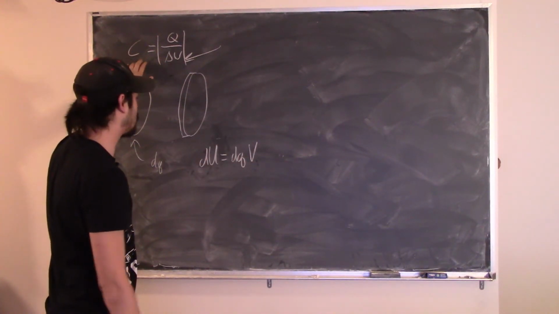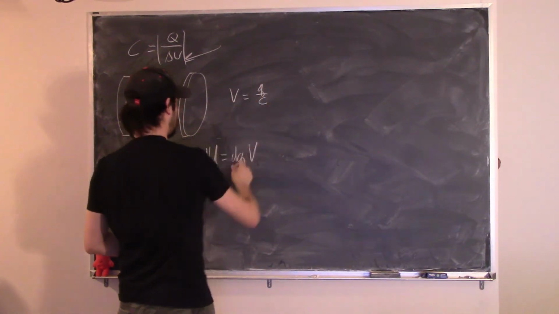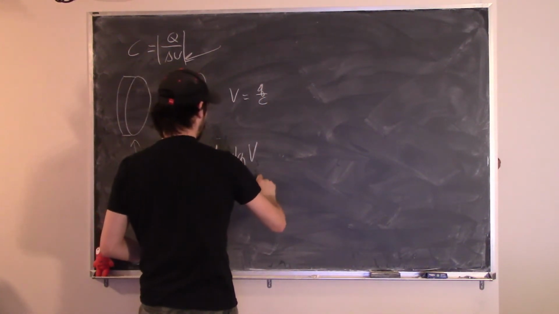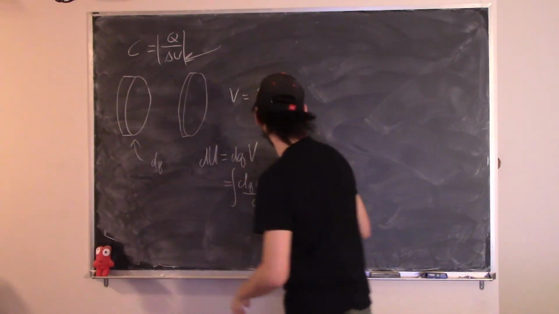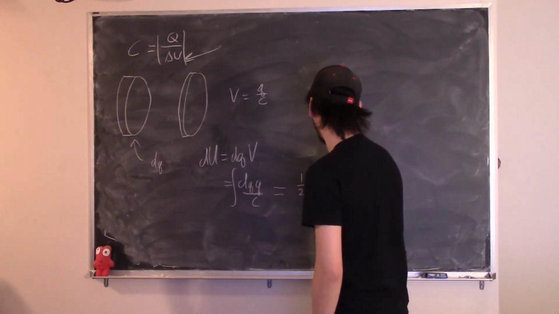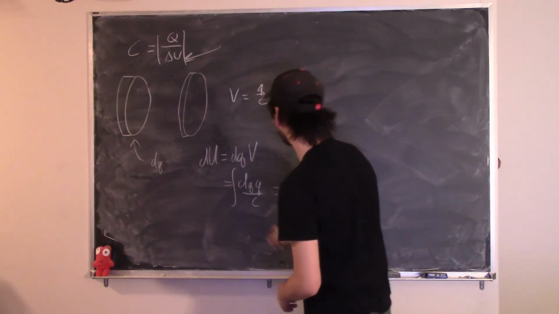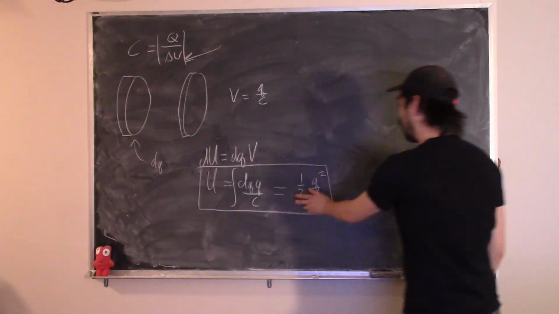Now, V can actually be written in terms of the capacitance. So that's to say that V is going to be equal to Q divided by C. And so this is going to be dq times Q divided by C. And now when I integrate this, it's going to give me 1/2 Q squared divided by C. Okay. And this is the potential energy of a capacitor.